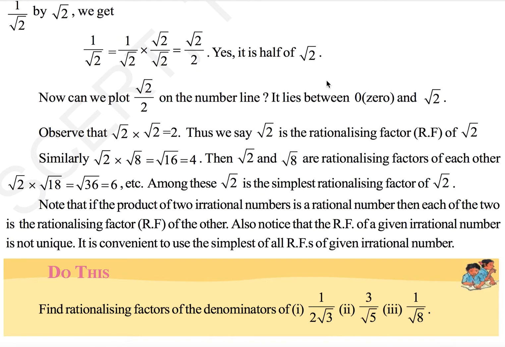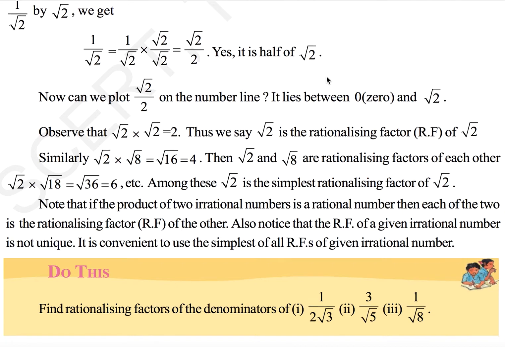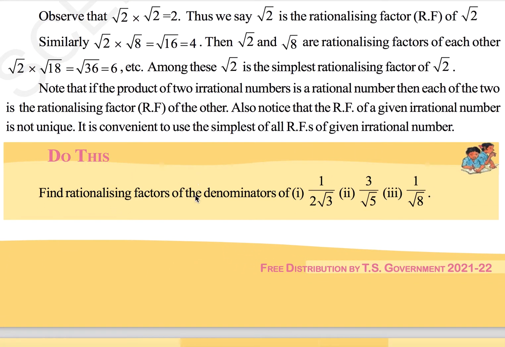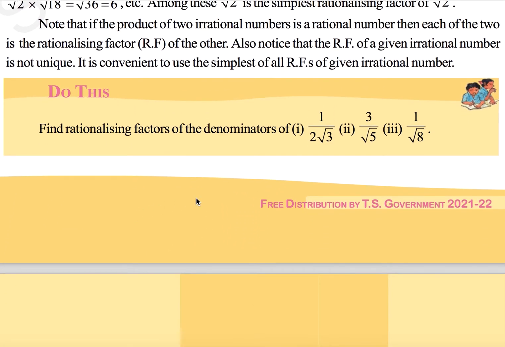So that means these are all rationalization factors for root 2. But the least, that means the minimum of these, will be root 2, right? So it is convenient to use the simplest of all. The simplest one is root 2 here in this example. For doing rationalization, it's better to take the simplest one.